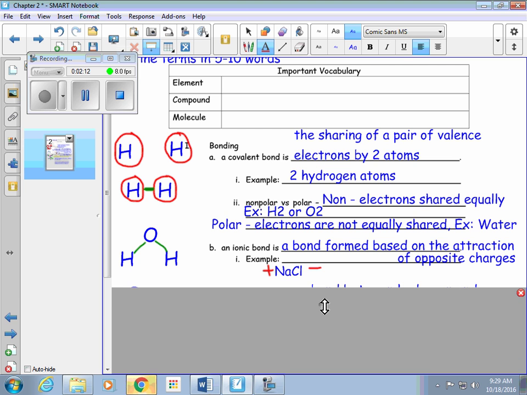An ionic bond is a bond that's formed based on the attraction of opposite charges. And salt is a really good example. Sodium chloride. Sodium is a positively charged atom and chloride is a negatively charged atom.